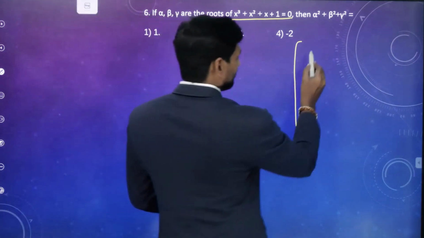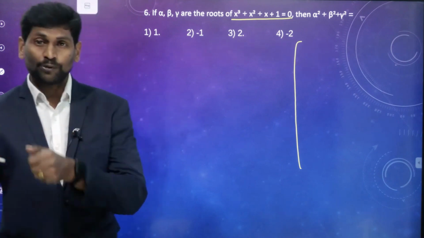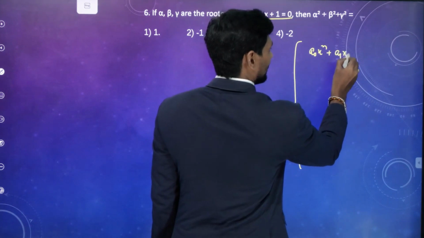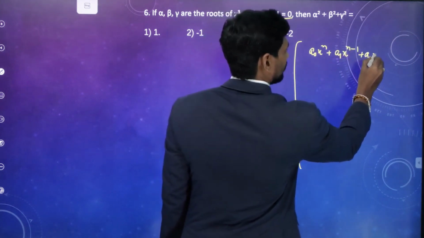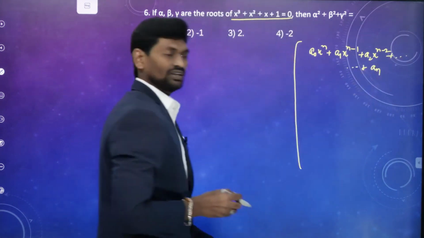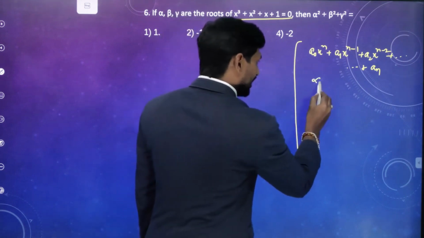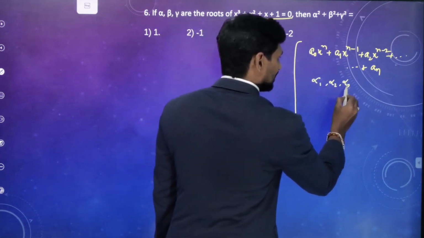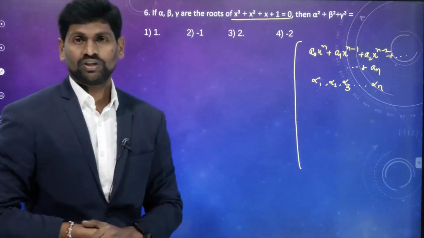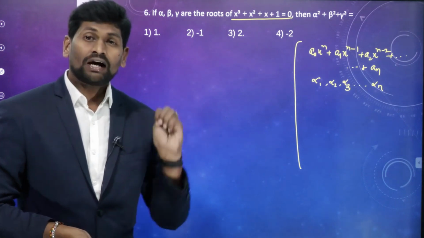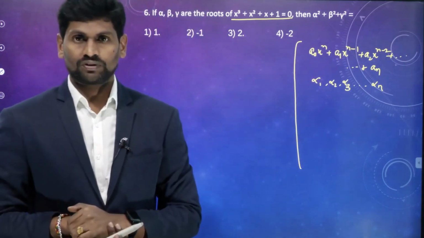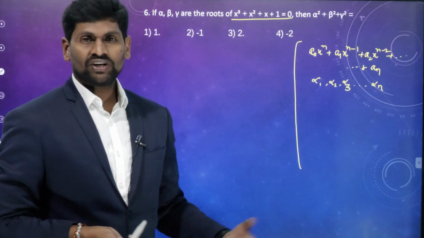While you are observing, the nth degree polynomial is in the form a naught x power n plus a1 x power n minus 1 plus a2 x power n minus 2 and so on plus an. Here alpha 1, alpha 2, alpha 3 and so on up to alpha n are roots of this nth degree polynomial. A fourth degree polynomial has at most 4 roots, an nth degree polynomial at most n roots. Am I right? So the n roots will be alpha 1, alpha 2 like this.